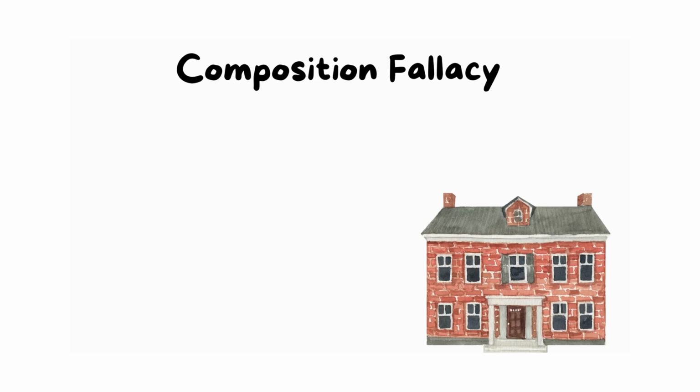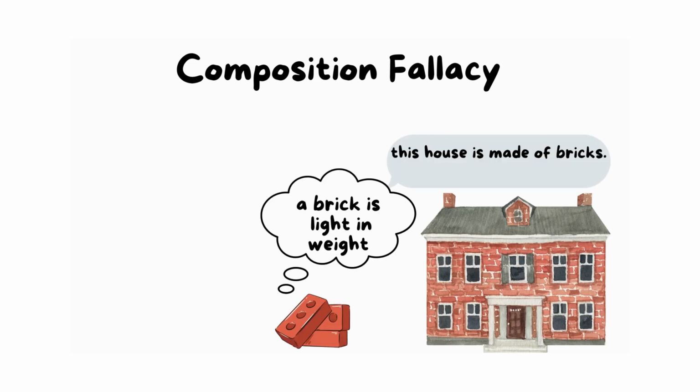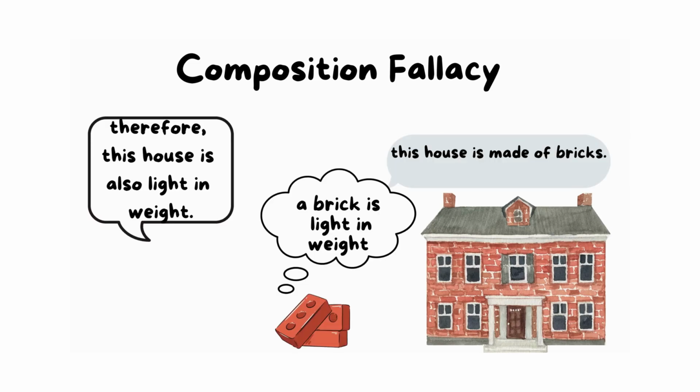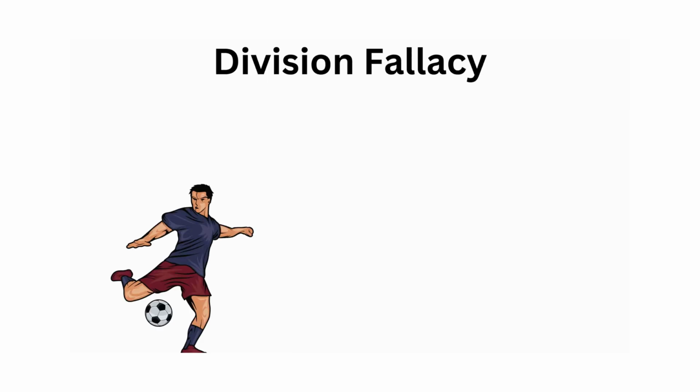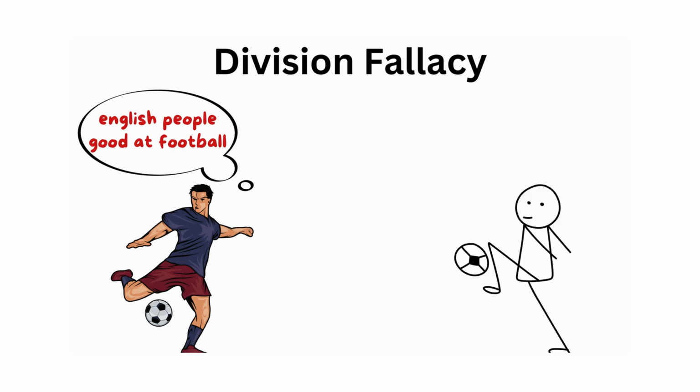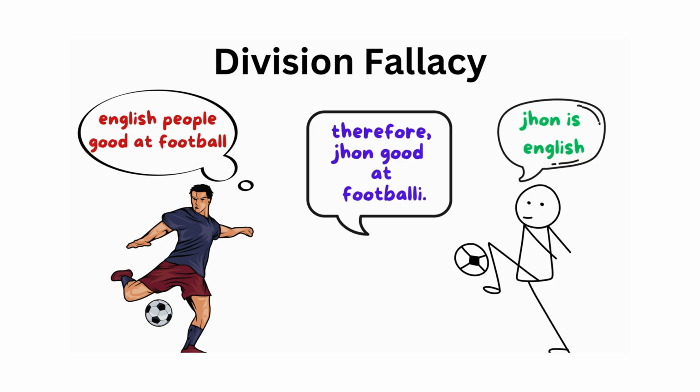Composition fallacy. This happens when someone assumes that what's true of the parts must also be true of the whole. Division fallacy. This is the opposite of the composition fallacy. It occurs when someone assumes that what's true of the whole must also be true of the parts.